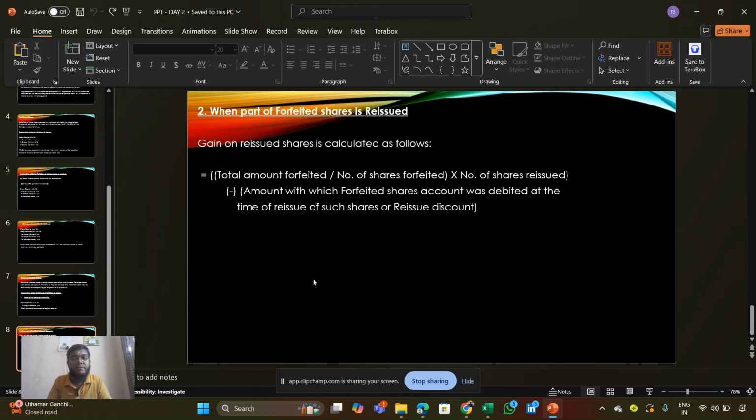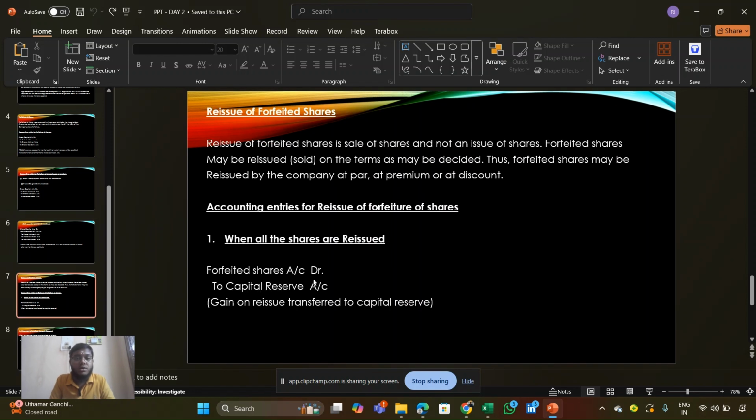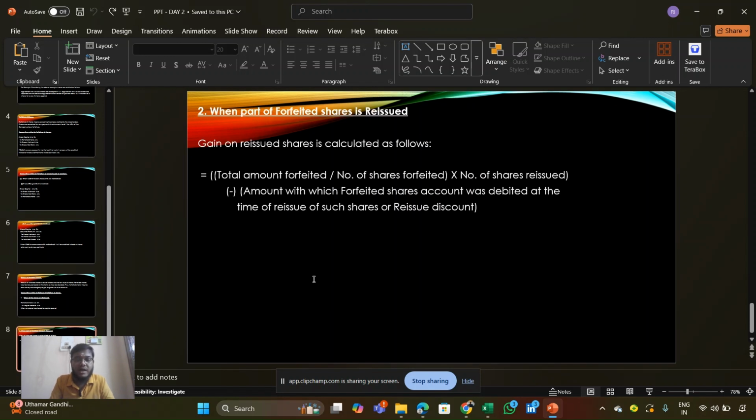The profit will be transferred to capital reserve. So how much profit will be transferred? What are the methods, how can we calculate the profit? For that I have given one formula here. Total amount forfeited: you have to multiply the shares by the face value amount forfeited, divided by number of shares forfeited, into number of shares reissued.